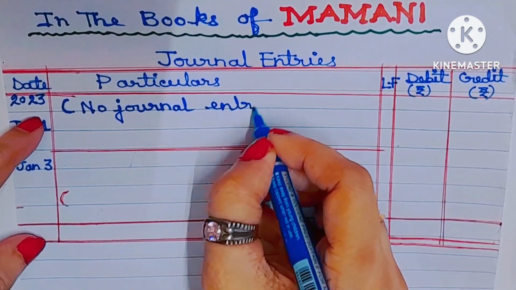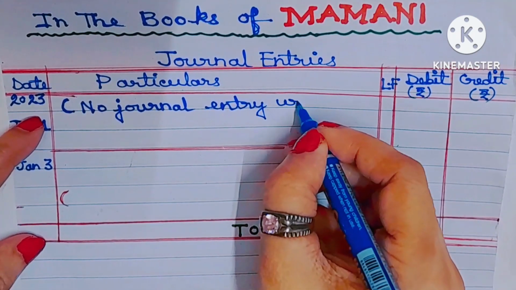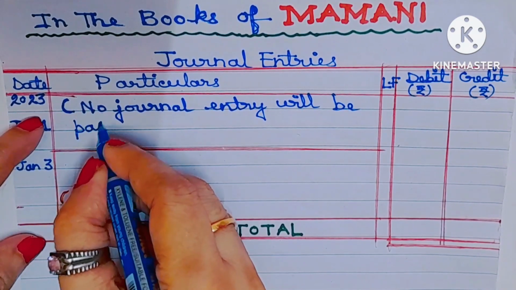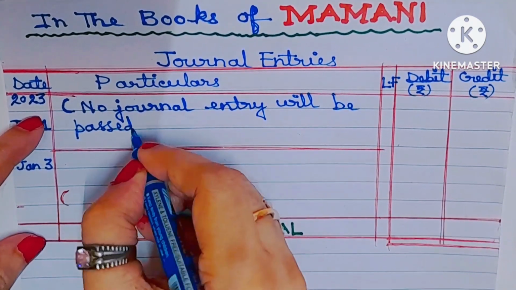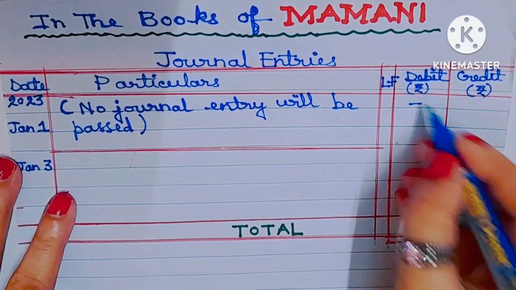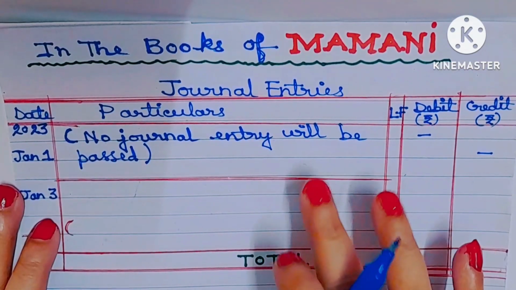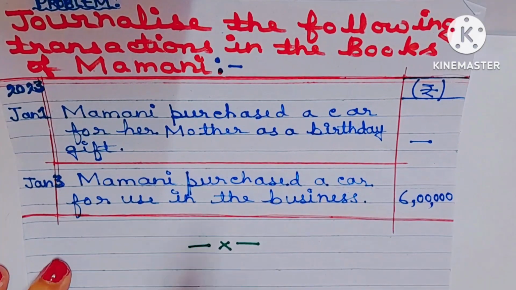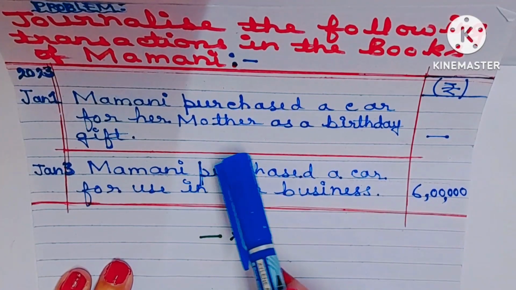No journal entry will be passed here. Okay. This is not a transaction. Then what is this? Please understand. Let's see the first transaction.